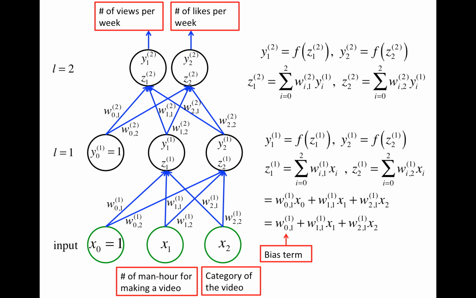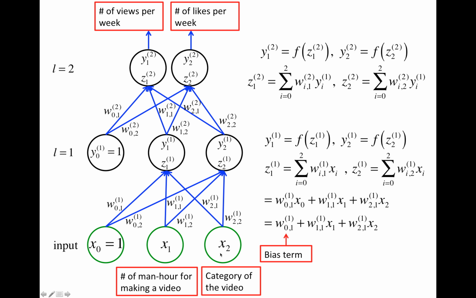So suppose we're trying to make predictions about, for example, the average number of views per week and the average number of likes per week for a certain YouTube video. That's our output, right? Based upon what? Based upon the input. The input is going to be the number of man hours for making a video, and also the category of the video's content, right?